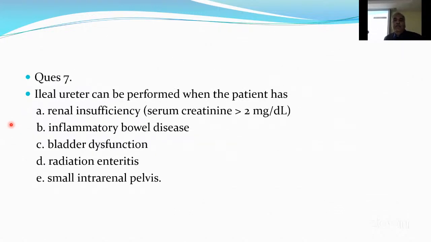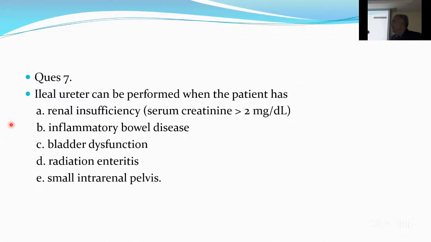Ileal ureter can be performed when the patient has renal insufficiency, inflammatory bowel disease, bladder dysfunction, radiation enteritis, and small intrarenal pelvis. So as we said, if creatinine is more than 2, usually you don't. Inflammatory bowel disease, you won't. Bladder dysfunction, radiation enteritis, it would not be advisable. Small intrarenal pelvis, yes, you can, but then you will have to anastomose it to the lower pole. With a small intrarenal pelvis, it would be difficult to anastomose.